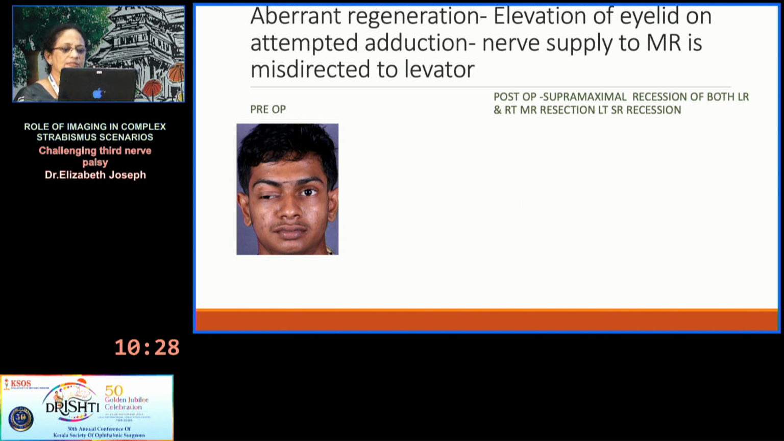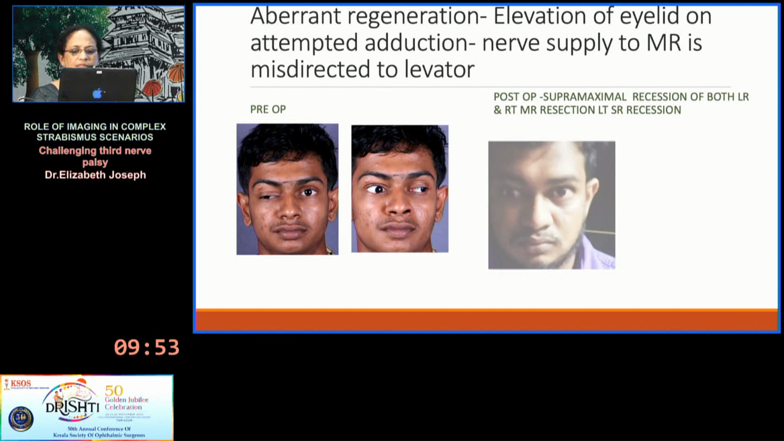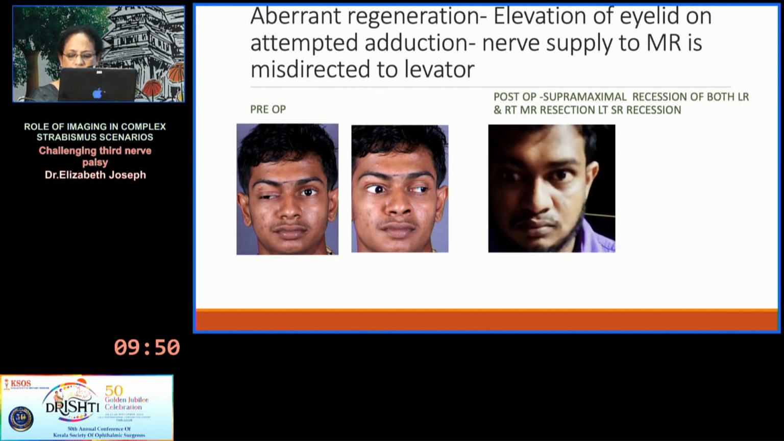And when there is an aberrant regeneration, things are different. See, this patient has a ptosis, the eye is fixed in abduction, and when the patient is adducting, the lid goes upwards. So this is due to aberrant regeneration. The fibers which are destined to go to the levator muscle are supplying the medial rectus. This can be tackled by resection of the medial rectus, recession of the lateral rectus, and then a superior rectus recession of the opposite eye to tackle the aberrant regeneration. See this postoperative result, good result. So when there is an aberrant regeneration, you tackle accordingly.